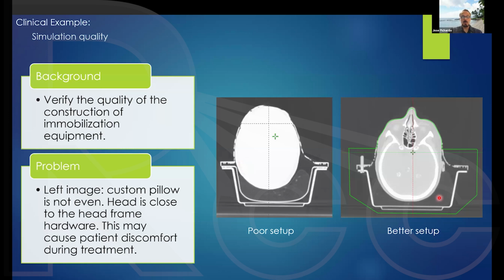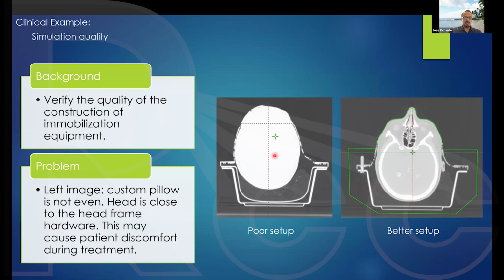So a better way to do it is always making sure that it's nicely centered, right? In this case, the patient's head was slightly tilted to one side. It's not a big deal. Ideally, it's nice when it's perfectly straight. But at least the pillow is conformal on both sides. There's space between the head frame and the head, right? You want to make sure that that is the case.